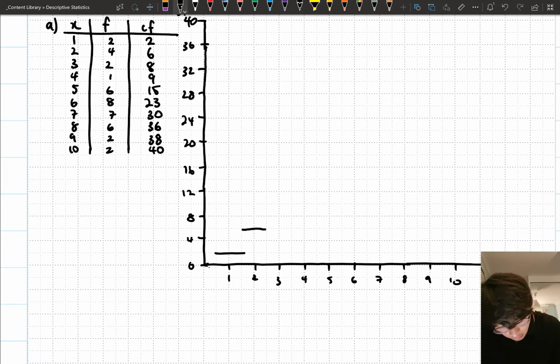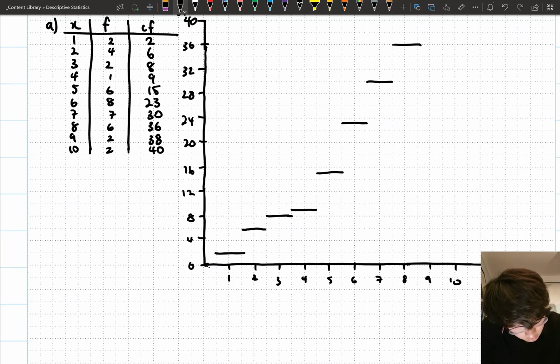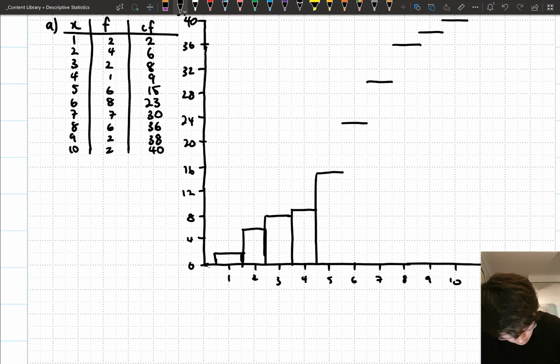6, 8, 9, 15, 23, which is up here, 30, 36, 38, and then 40. And so once I've done that, I'm just drawing my vertical lines down, making sure that there's no gaps between these columns.